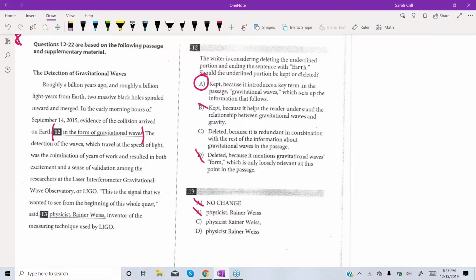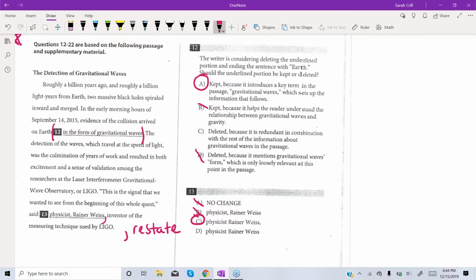All right. Then we have C, which says we will just put a comma here. Well, what that's doing is it's allowing this phrase to come in. It's saying, said this person, comma, restating who that person is. So you say Rainer Weiss, comma, inventor of the measuring technique used by LIGO. You have to use that comma there for that purpose, which is something that I summarize as comma restate. Otherwise you would have to use different word choice, which the answer choices don't offer. If you said physicist Rainer Weiss, who is the inventor, you would need extra words in order for that to make sense. So C is the best possible answer choice there.